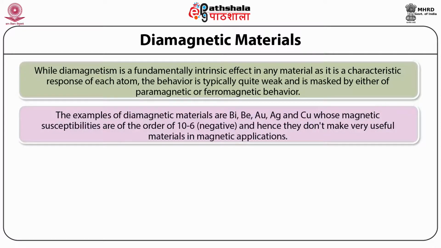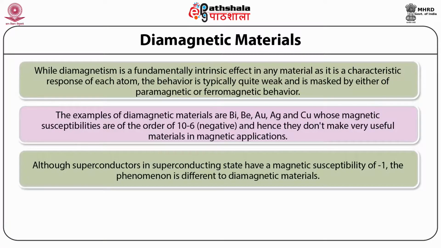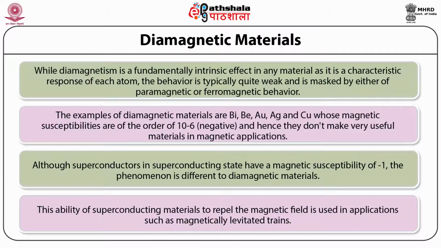The examples of diamagnetic materials are bismuth, beryllium, gold, silver, and copper, whose magnetic susceptibilities are of the order of 10 to the power minus 6 and negative, and hence they don't make very useful materials in magnetic applications. Although superconductors in the superconducting state have a magnetic susceptibility of -1, the phenomenon is different to diamagnetic materials. This ability of superconducting materials to repel the magnetic field is used in various applications such as magnetically levitated trains.